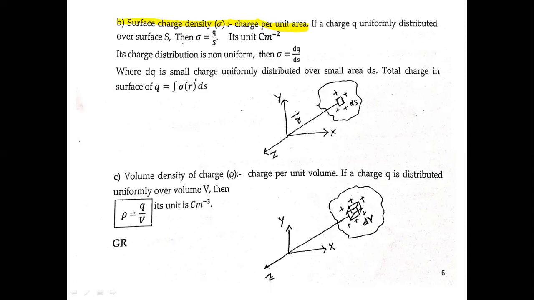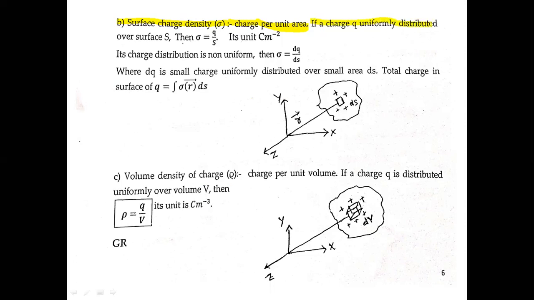For example, in an area of 1 meter square or 1 centimeter square, the charges are accommodated, the charges are arranged, then it is called surface charge density, that is charge per unit area. In a unit area, how many charges are present? That we call the surface charge density.